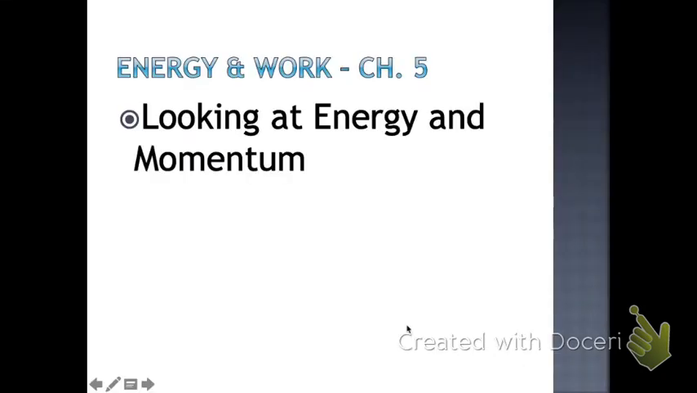So we're going to look at energy and introduce ourselves to the world of momentum. Momentum will be our next chapter, but both of these concepts are considered conserved. Do you know what that means? What's the law of conservation of energy say, and the law of conservation of mass? Right. Mass cannot be created or destroyed, and it's the same thing for the law of conservation of energy. Energy cannot be created or destroyed.